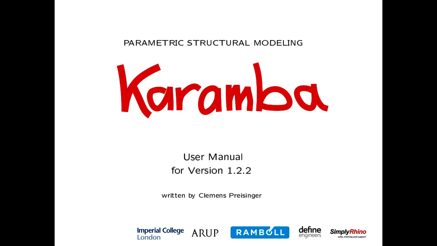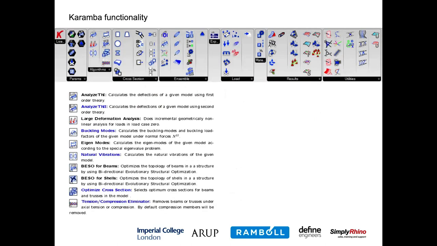So as I said, we're going to be using this software called Karamba. It's a bit of software written by Clemens at TU Vienna. That was his doctoral research. He wrote Karamba. So what does it do? It's pretty much what you would expect from any basic finite element package. It has first order and second order linear analysis. Then it also does large deformation analysis, so nonlinear geometry. It can do eigenvalue analysis for buckling and eigenvalue analysis for natural frequency. And it has some optimizers written in, which I'll show you how they work.